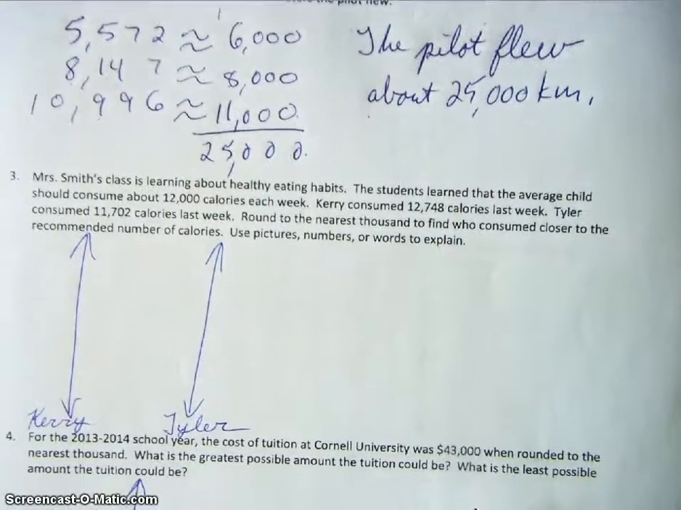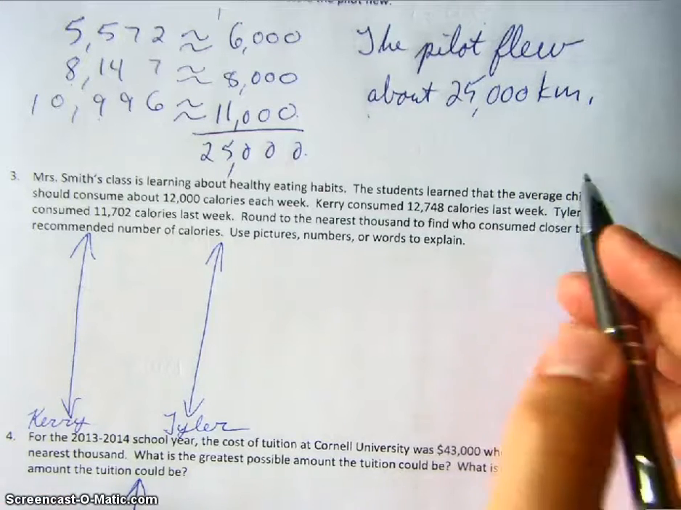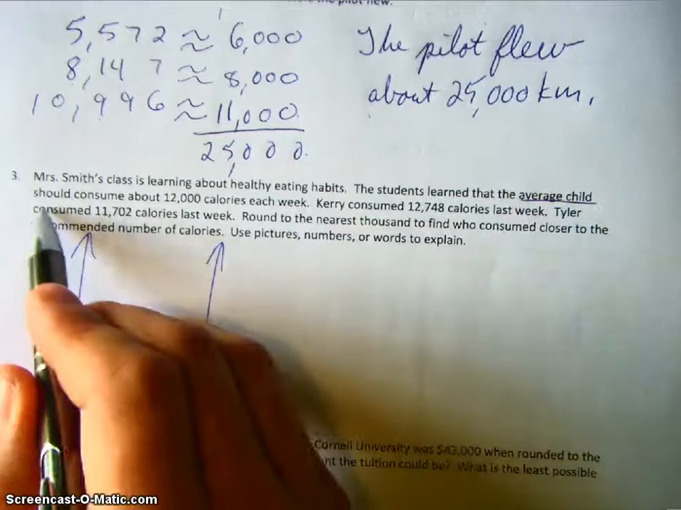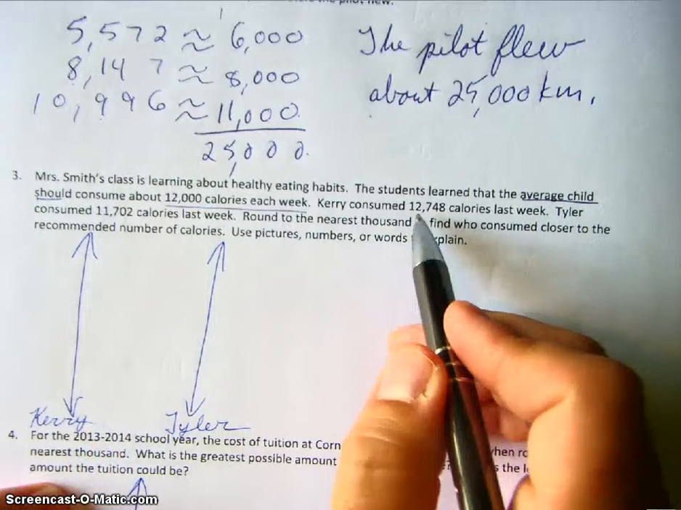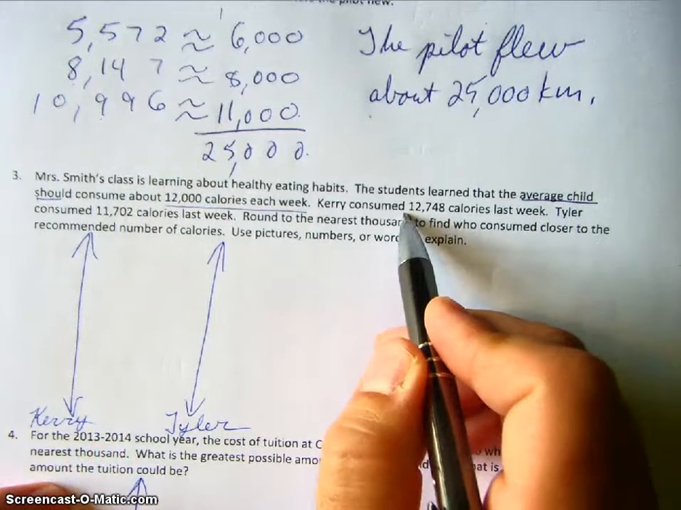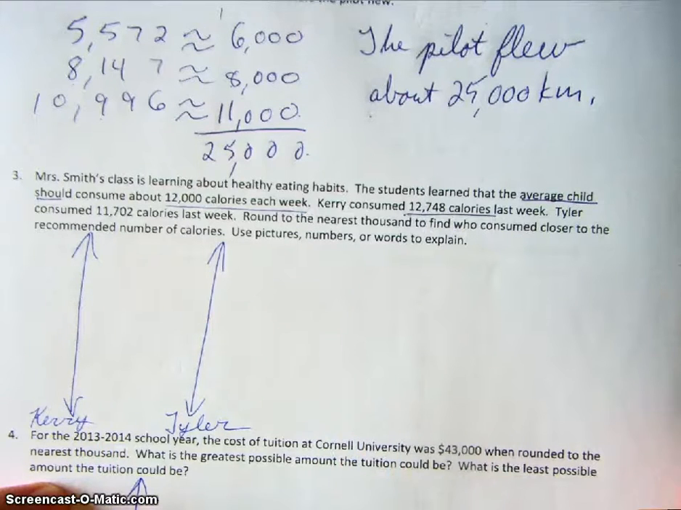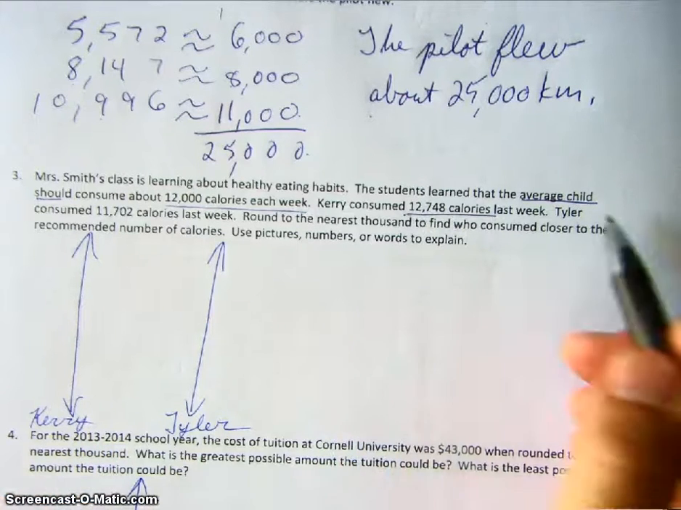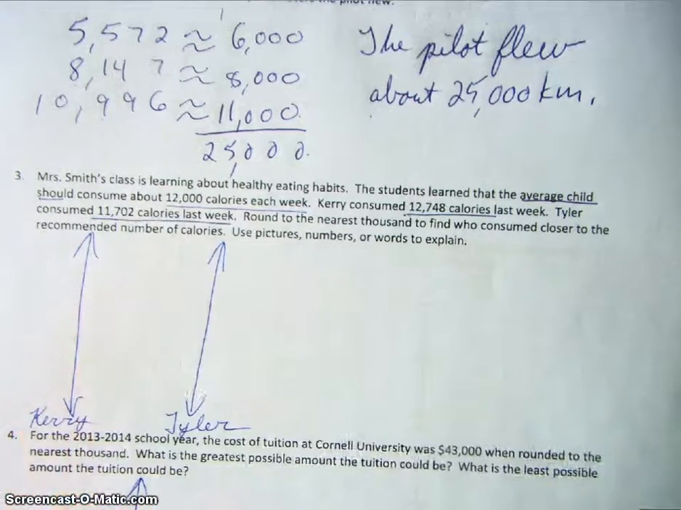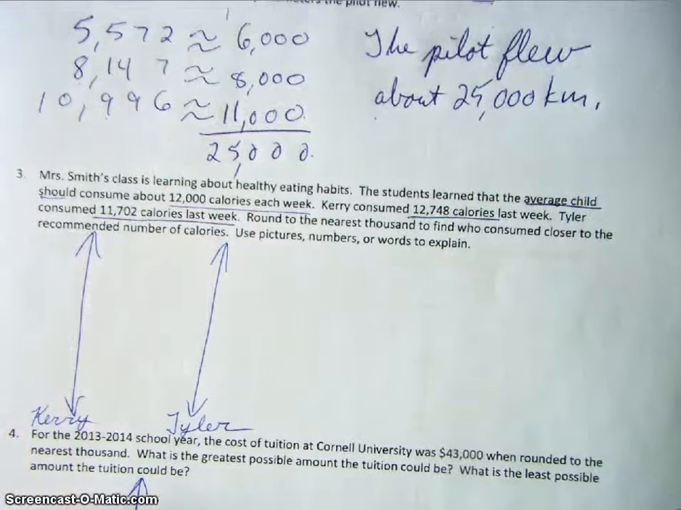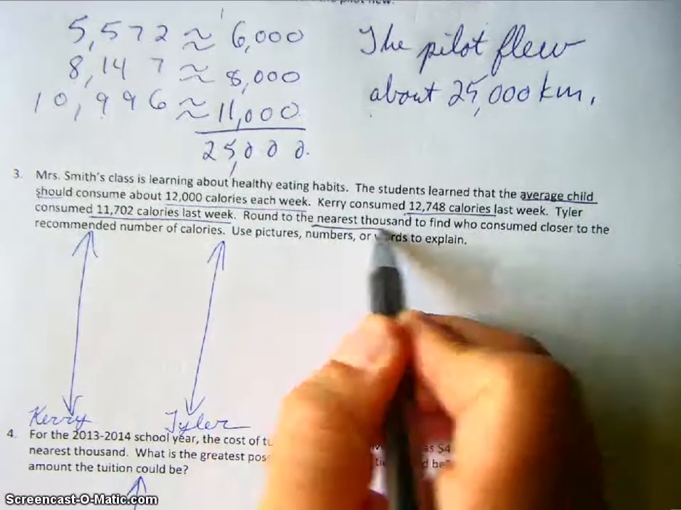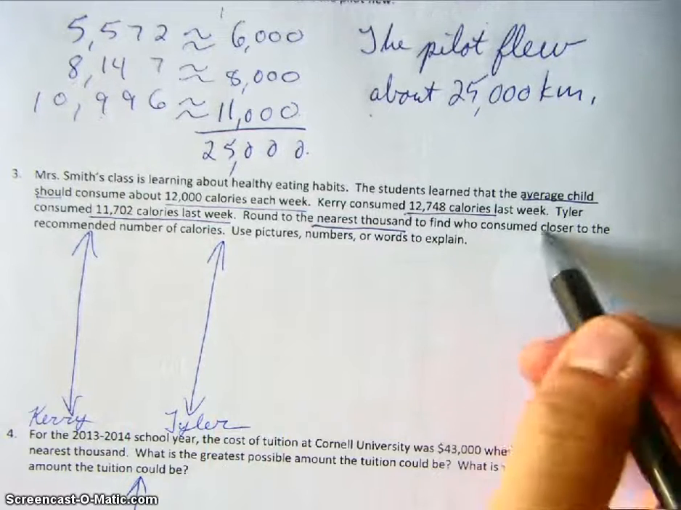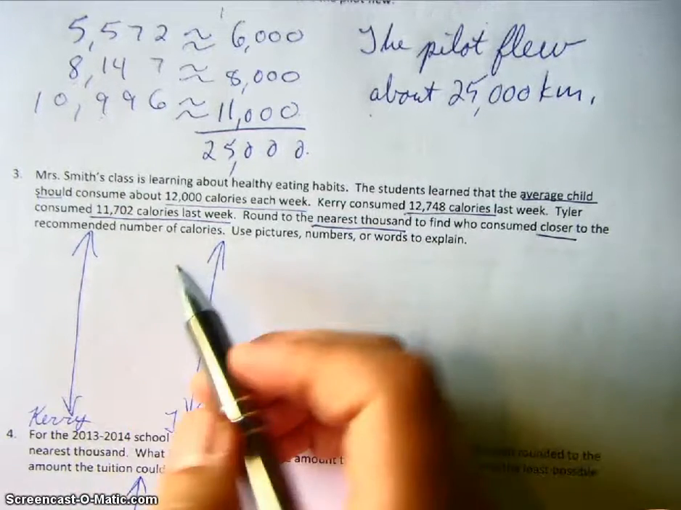So finally, our number 3, Mrs. Smith's class is learning about healthy eating habits. The students learn that the average child should consume about 12,000 calories each week. Now, Carrie consumed more than that, 12,748 calories last week. Tyler consumed 11,702 calories each week. Okay, so we can see one went over, one went under. We need to round to the nearest 1,000 to find who consumed closer to the recommended number of calories.